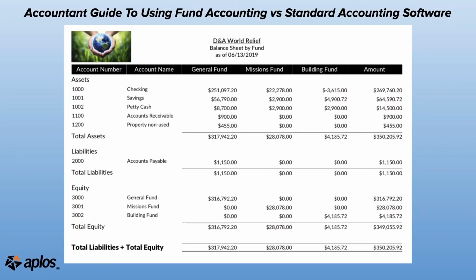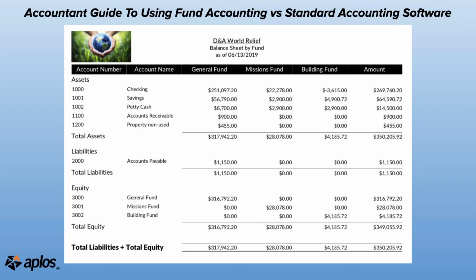So here is a balance sheet by fund from Apples, to where we have the asset accounts all the way down to total assets. Then if you follow that all the way to the right, that's the total. Then you have the total liabilities. And then you have the equity section there that shows General, Missions, Building Fund, each with their own equity balance.